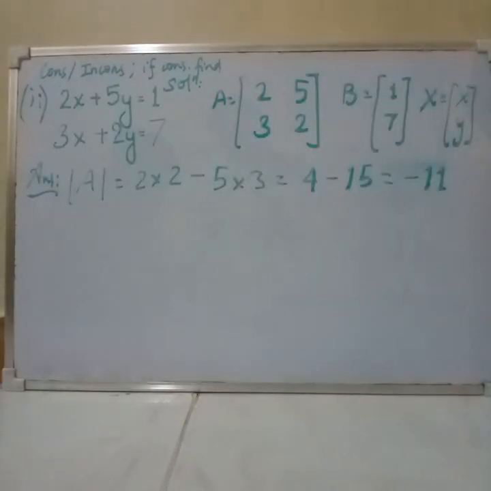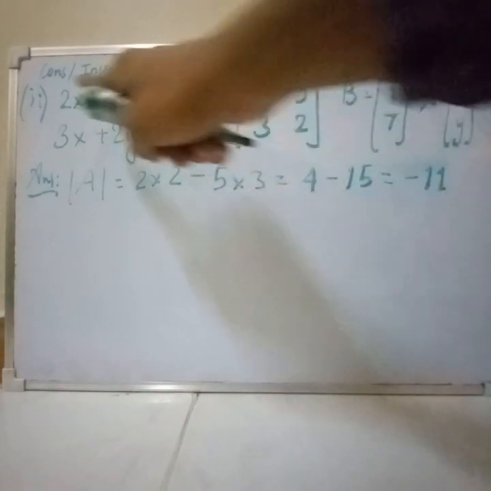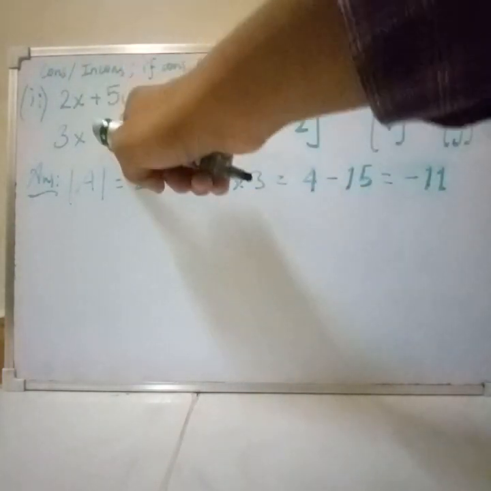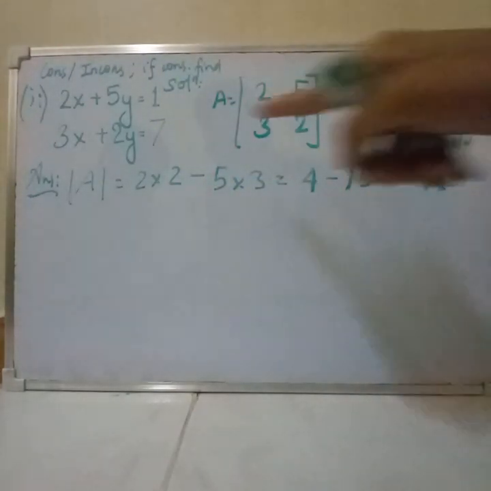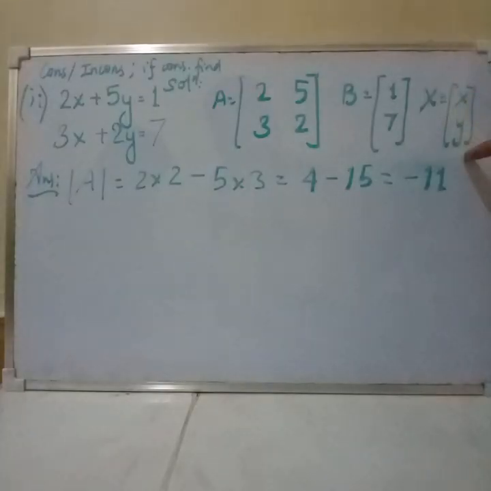Now we have another set of equations. Two equations are given, and from this we find the A matrix, 2, 3 and 5, 2, the B matrix with the solutions 1 and 7, and the X matrix with the variables x and y.